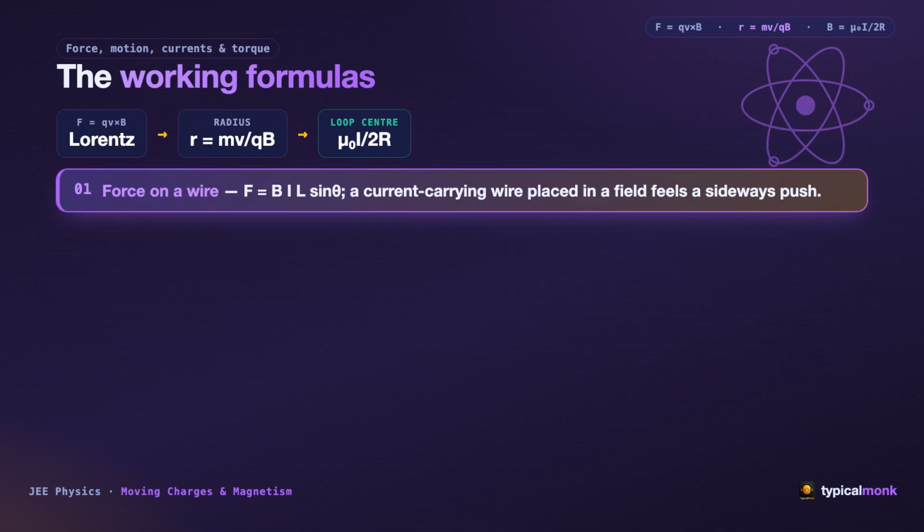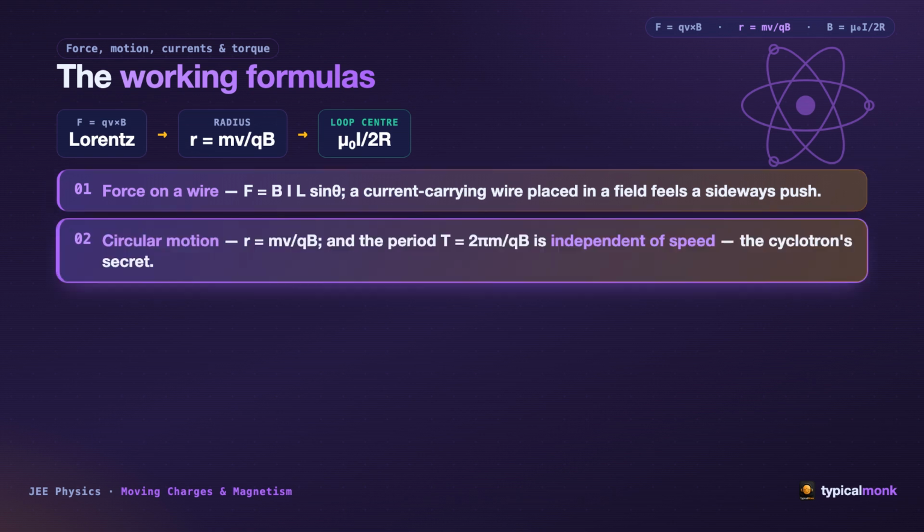Now, the working formulas, the ones the exam turns into marks. The ribbon holds the anchors, the Lorentz force, the radius, and the loop center field. The force on a wire, F equals BIL sine theta. A current-carrying wire placed in a field feels a sideways push. Circular motion, R equals mv over qB, and the period, T equals 2 pi m over qB, is independent of the speed. That is the secret of the cyclotron.